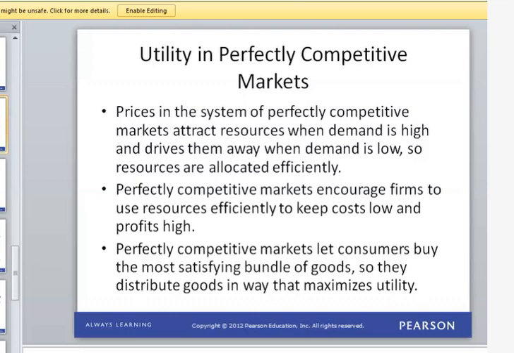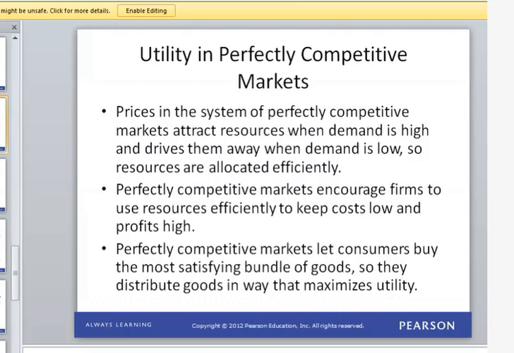So in the perfectly competitive market, efficiency is very important, and the element of efficiency is very important. Most businesses will use their goods very efficiently. So this is one good thing about perfectly competitive markets: we use the goods as efficiently as possible.